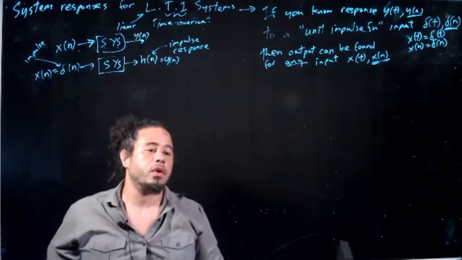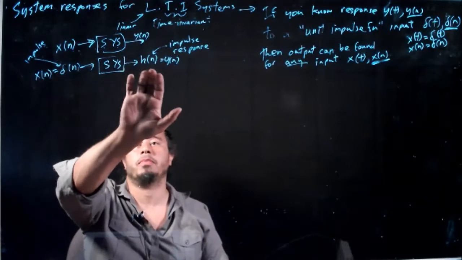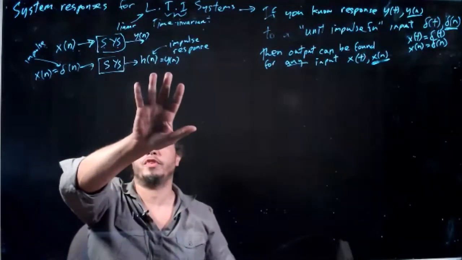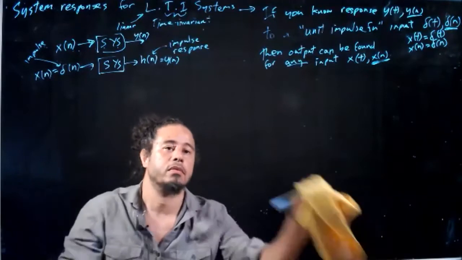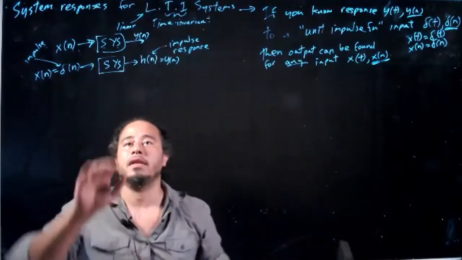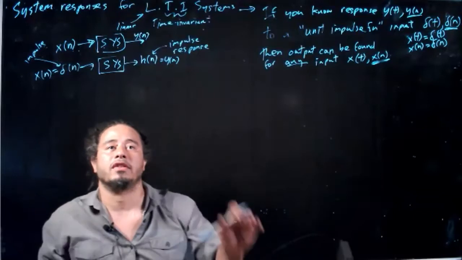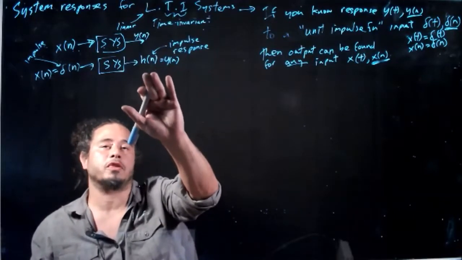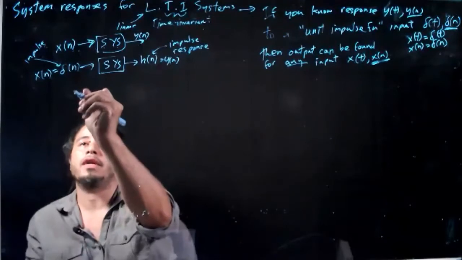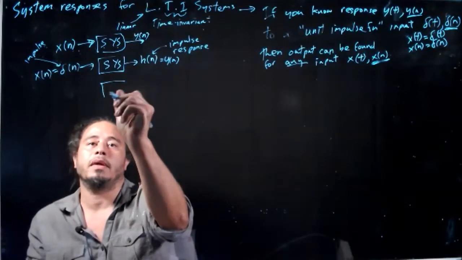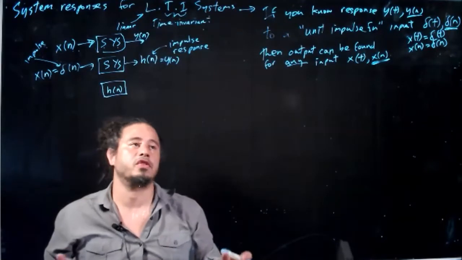What we're going to do is go through an example about how you can use this impulse response for a system to figure out the output for any possible input. This turns out to be such a powerful thing that often we're going to represent the system by its impulse response, since the impulse response determines how the system is going to behave. In general, we can represent the system by h of n, because h of n tells us how the system will respond to any possible input.